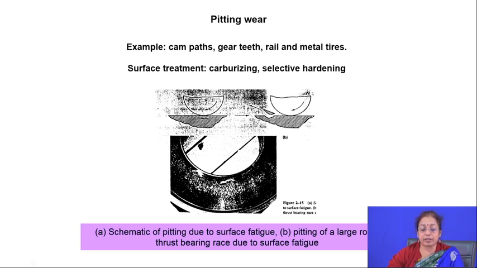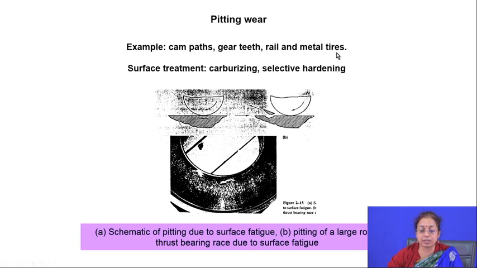In case of pitting wear, the name comes from the look of the surface after the wear has occurred. After pitting wear, the surface looks like small pitted zones. If you see the pitted wear surface, you will find small pits on the surface, and pit area as well as pit depth depend on the kind of applied load as well as the meeting surface. Again the typical load is fluctuating in nature. Examples of pitting wear are cams, gears, rails and metal tires.